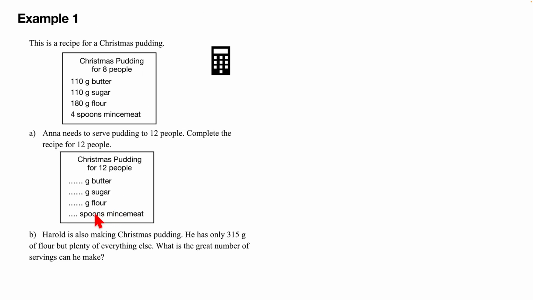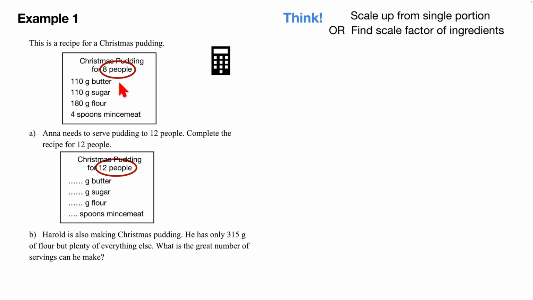Example 1. Oh, here we are. This is a recipe for a Christmas pudding for 8 people. Anna needs to serve pudding to 12 people. Complete the recipe for 12 people. Okay, so let's have a think. We've got 12 people. We had 8. We could scale up from a single portion, method 1, or find the scale factor of ingredients. What should we do first? Let's do the one that's a fallback plan.